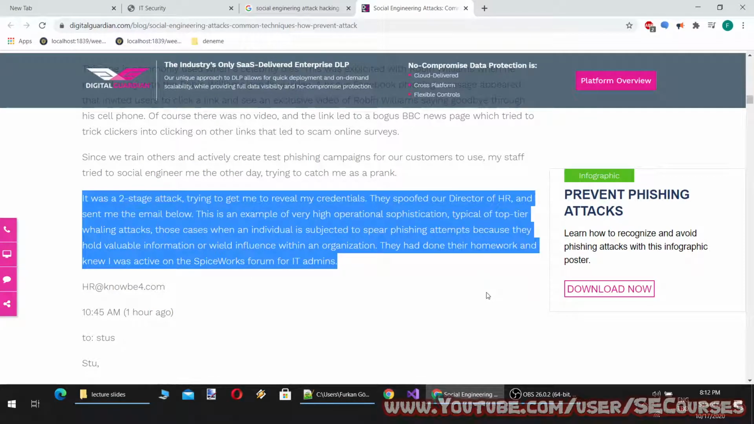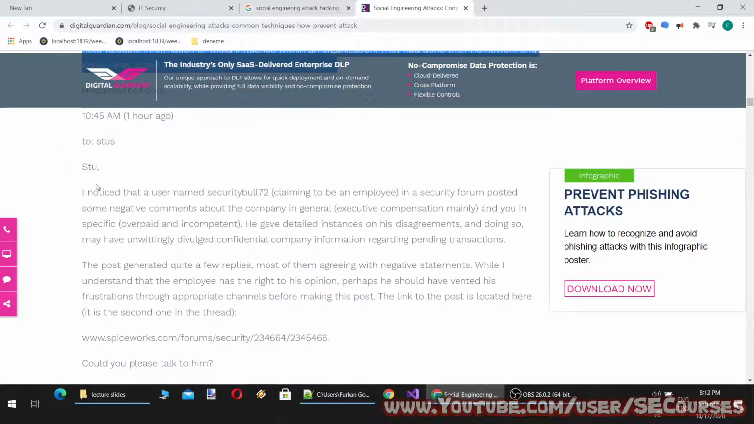It was a two-stage attack, trying to get me to reveal my credentials. They spoofed our director of HR and sent me the email below. This is an example of very high operational sophistication, typical of top-tier whaling attacks, those cases when an individual is subjected to spear phishing attempts because they hold valuable information or wield influence within an organization. They had done their homework and knew I was active on the Spiceworks forum for IT admins.